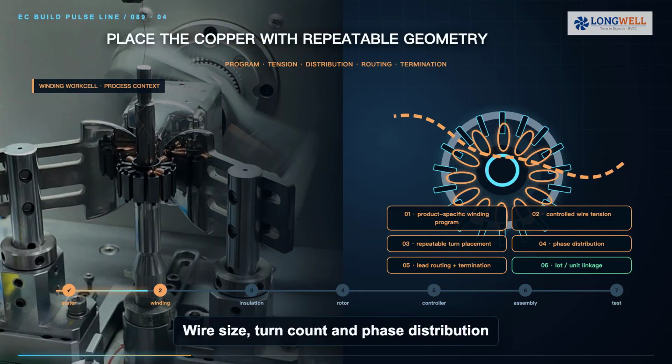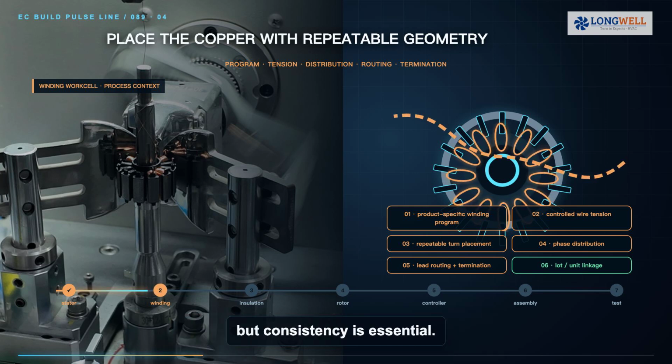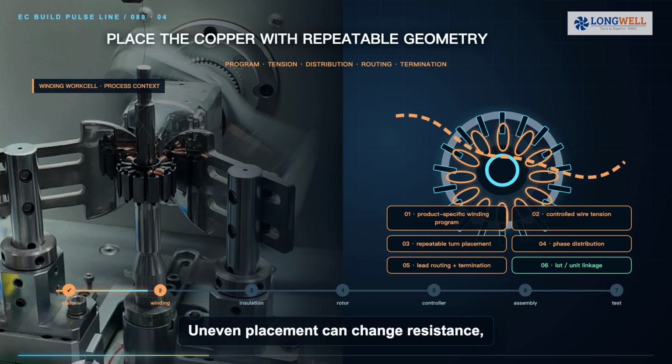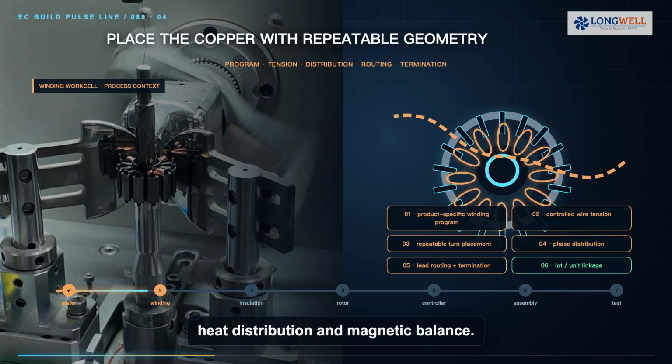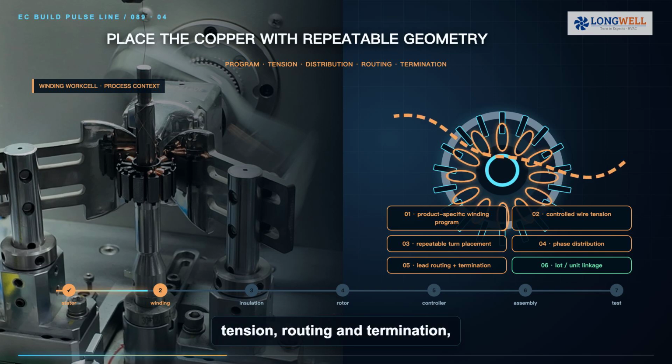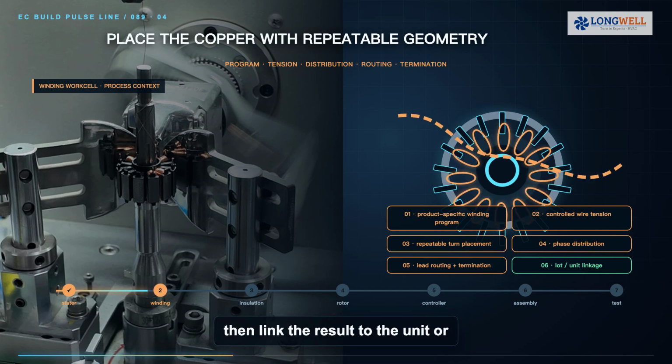Wire size, turn count and phase distribution are product specific, but consistency is essential. Uneven placement can change resistance, heat distribution and magnetic balance. Control the winding program, tension, routing and termination, then link the result to the unit or lot.